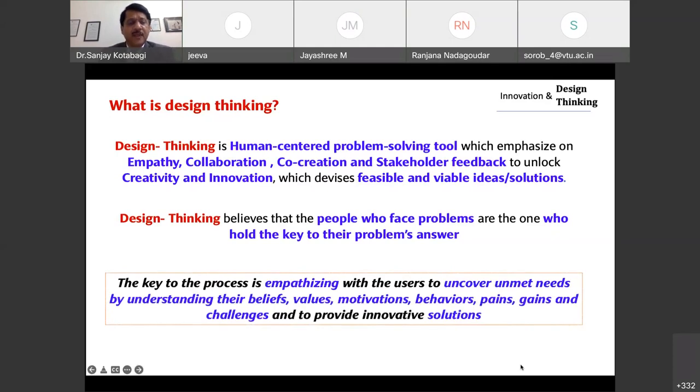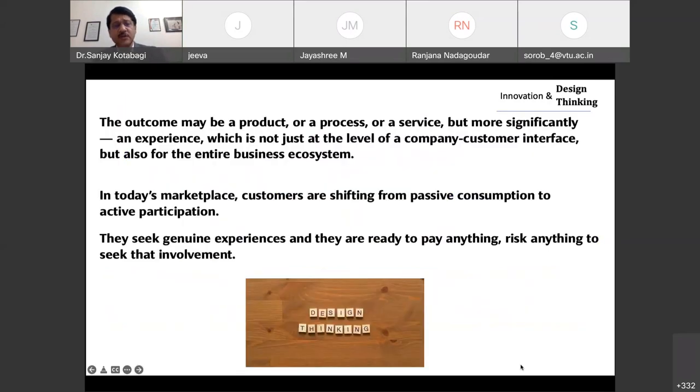Now, ultimately, the key to the process is empathizing with the user to uncover unmet needs by understanding their beliefs, values, motivations, behaviors, pains, gains, and challenges, and provide innovative solutions. So now the question would come, many times it has been asked: when I apply design thinking principles, is it a product that comes out? No, not all the time. It can be a product, or a process, or a redefined service, but more significantly, it is an experience we are going to provide through this, right? So that the entire ecosystem that is built would address the need of the people.